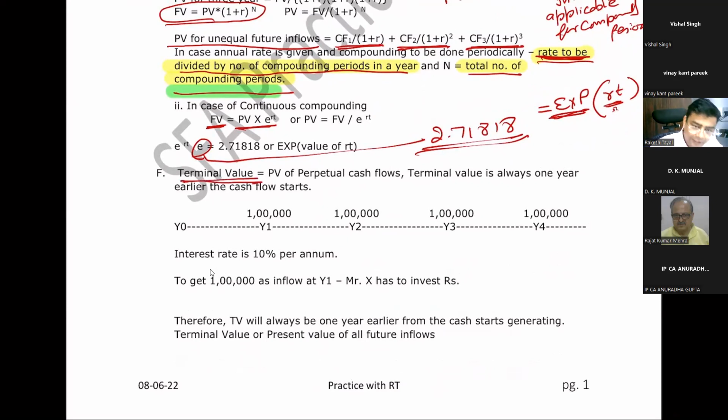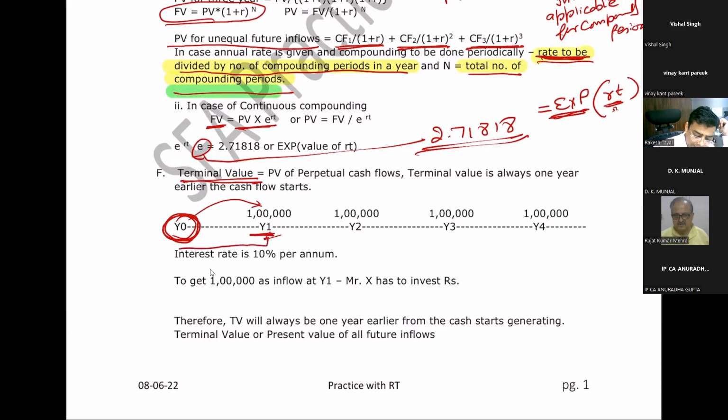Terminal value. Terminal value is the present value of perpetual cash flows, and it is always 1 year earlier than when the cash flow starts. Suppose in year 1 I am getting 1 lakh rupees, year 2 1 lakh, year 3 1 lakh, year 4 1 lakh, till perpetuity. Interest rate is 10%. Then at the end of year 0, I have to invest 10 lakh rupees. Only then will I get 1 lakh rupees at year 1. I think that is clear, right?